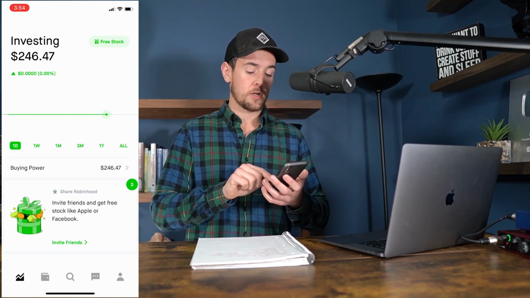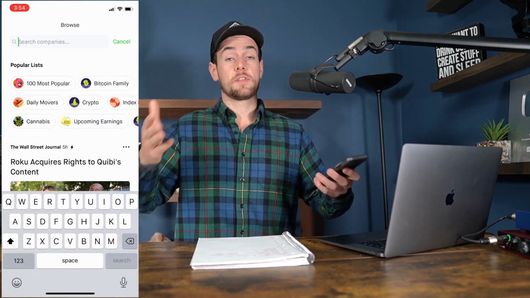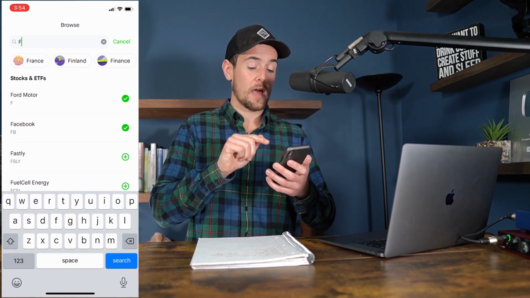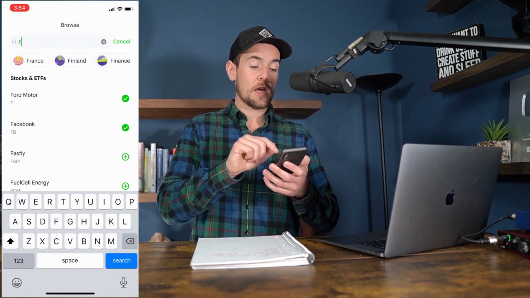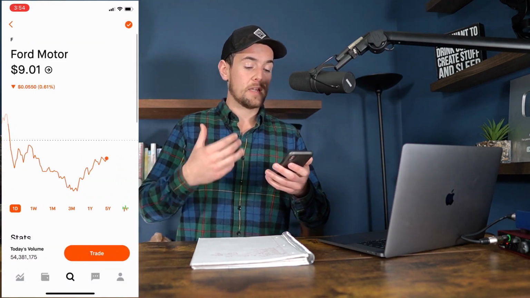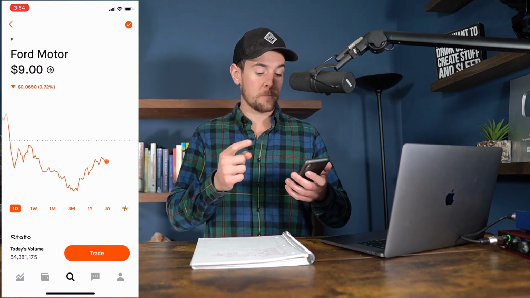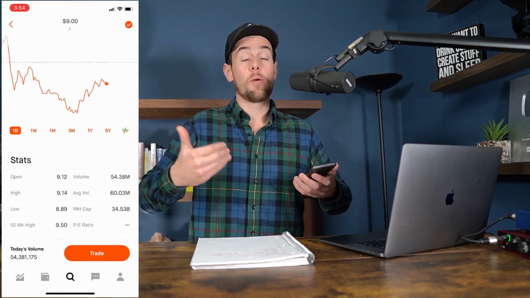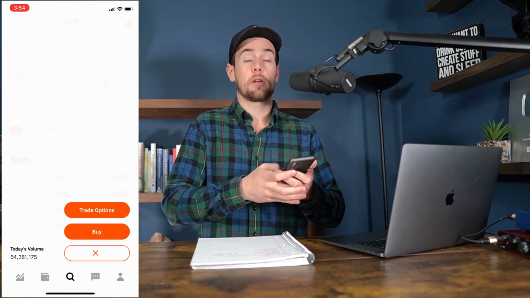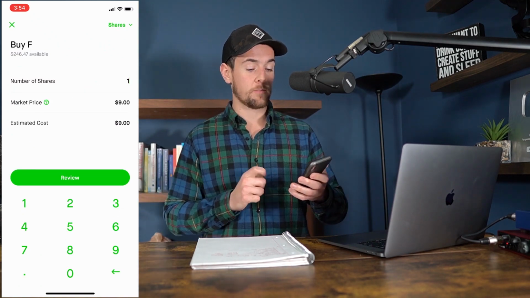What you're going to do is go to the search bar and type in either Ford or the symbol, which is just F. So let me type in F, and then I'm going to go ahead and click search. And as you can see, Ford Motor shows up immediately. So if we click on that, we can see that Ford is currently trading at $9.01 per share. And so now if I want to buy 1 share of Ford, all I'm going to do is click on the trade button and click buy. So I'm just going to buy 1 share of Ford for demonstration purposes.